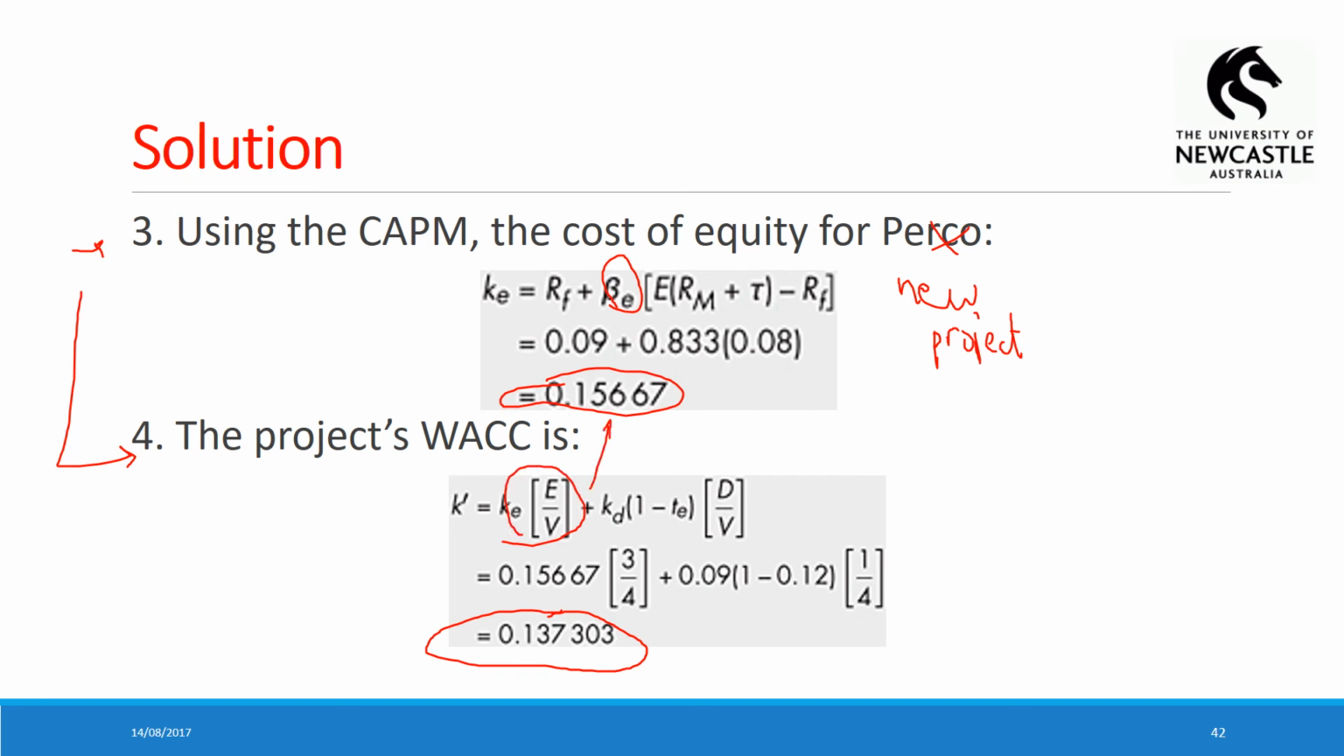We also assume that the firm borrows at the risk-free rate, and hence this second component, right? The debt and equity ratio was given from before, and therefore our cost of capital is about 13.73%.